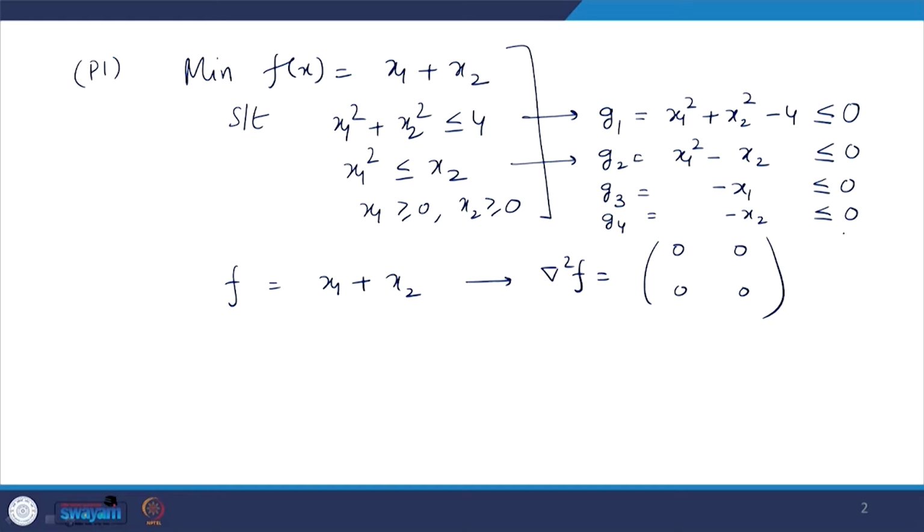The first constraint is G1, and G1 is x1 square plus x2 square minus 4. Let us find the Hessian matrix of G1. The Hessian matrix of G1 will be 2, because we have to take the second derivative with respect to x1, then 0, 0, then again 2. So, its eigenvalues are 2 and 2. Either you can look at eigenvalues or you can find the principal minors also.